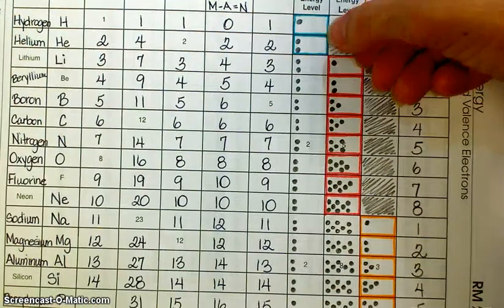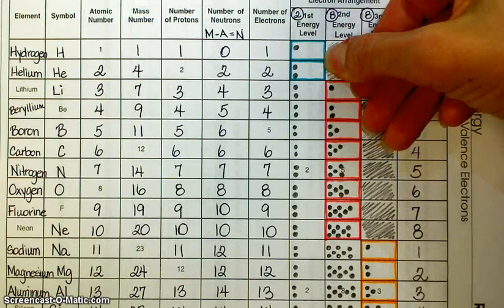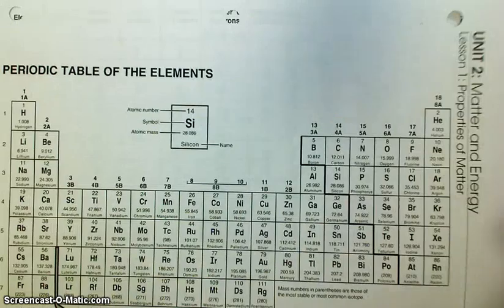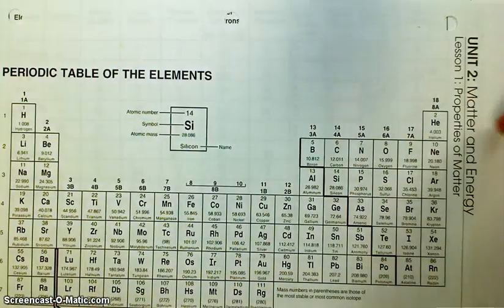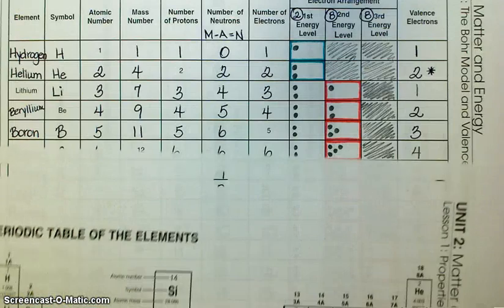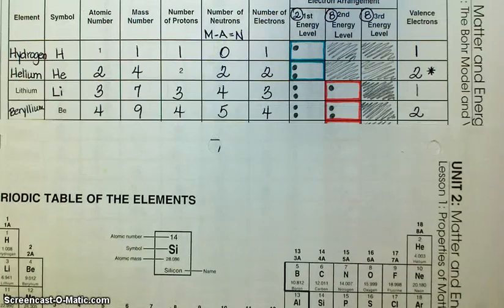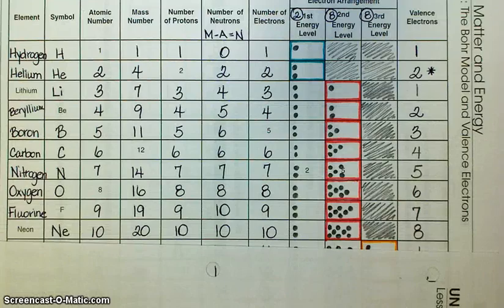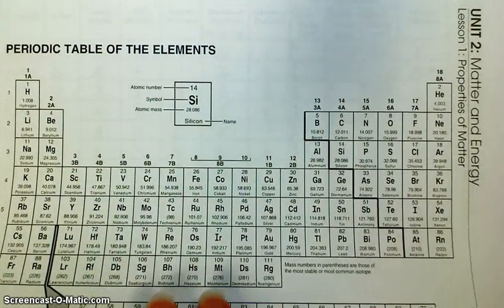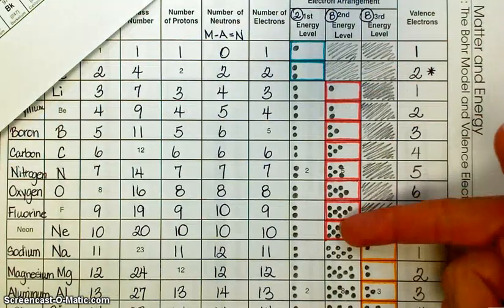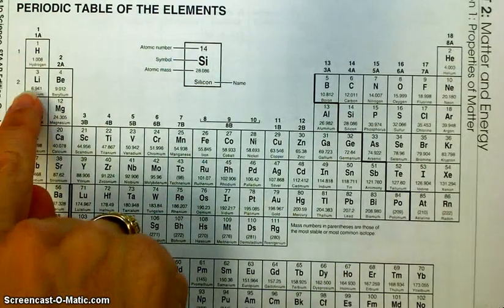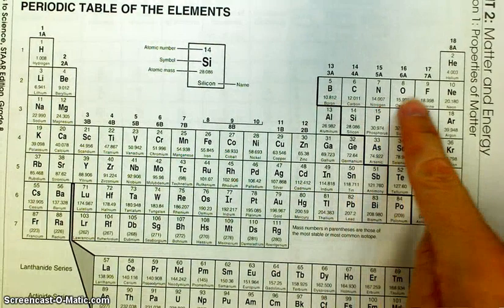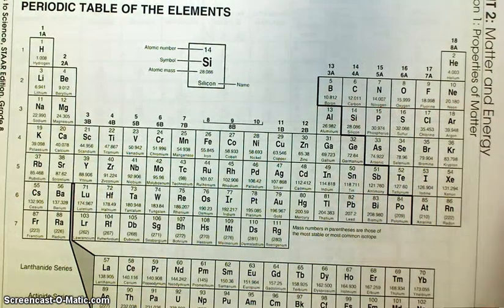But then let's look at rows. Hydrogen and helium are both only using one energy level. Hydrogen and helium, who only need one energy level, they are in the same row of the periodic table. Look at lithium, beryllium, boron, carbon, nitrogen, oxygen, fluorine, and neon. They are using 2 energy levels, and they are all in row 2.